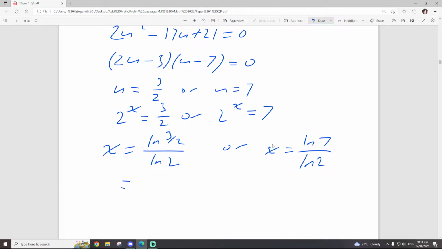I happen to have the answers written down here, so... Oh wait, I don't, sorry. So let's find out what the answers are. So we have 0.585 as one answer, or the other possibility being ln 7 divided by ln 2, which is 2.81. Okay, so these are 3SF, of course.